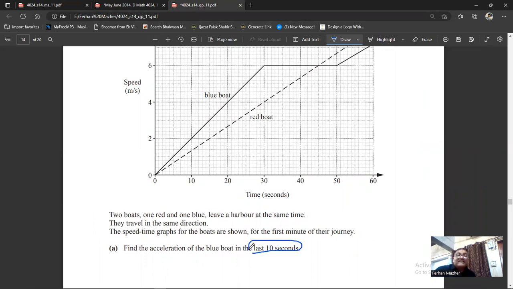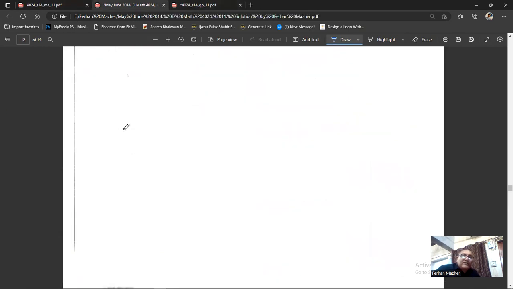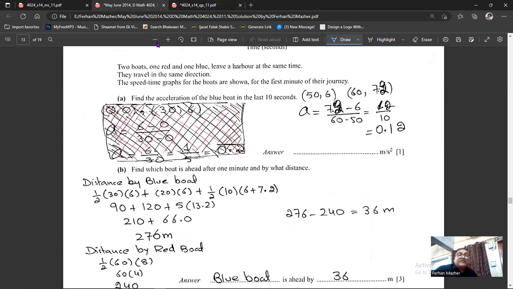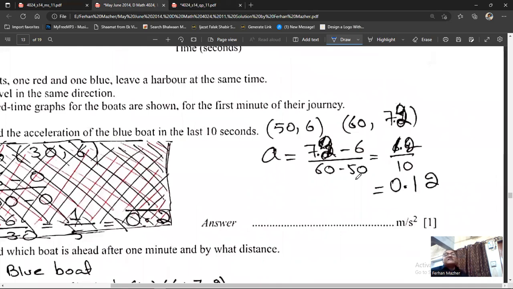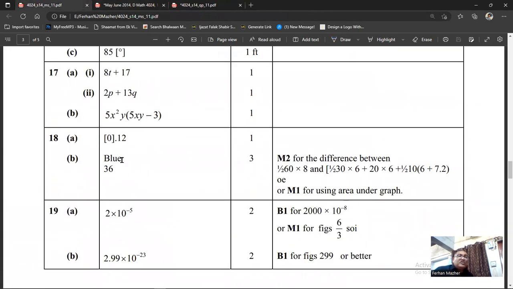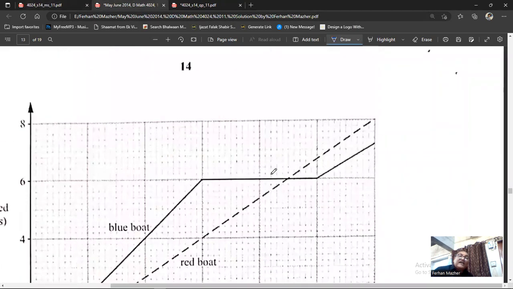So in which 10 seconds? Last 10 seconds, which are here. Take this point, 50, 6. Take this point, which is 60, 7.2. So I will take these 2 points, 50, 6 and 60, 7.2. So acceleration will be 7.2 minus 6 divided by 60 minus 50. It will be 1.2 divided by 10, and that will be 0.12. 0.12 is the answer. So simply find the gradient of this line.